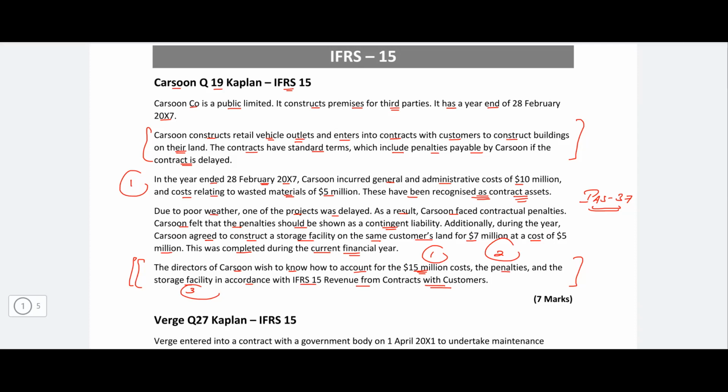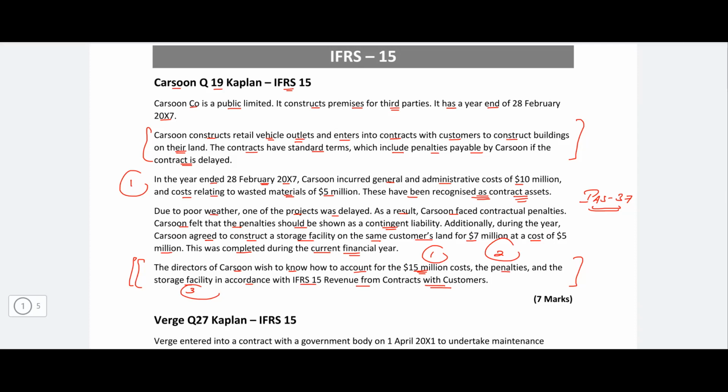So, for example, if I'm supposed to get 100 million from the contract, let's assume, and 10 million is for the penalties if I'm not doing the work on time, and it is highly likely that I have to pay the penalties. The treatment described by IFRS 15 regarding this variable consideration is that if it is probable that the business is supposed to pay the penalties, then you are supposed to deduct this penalty amount from your consideration, and you are going to record the net amount as the revenue when the performance obligation is satisfied.